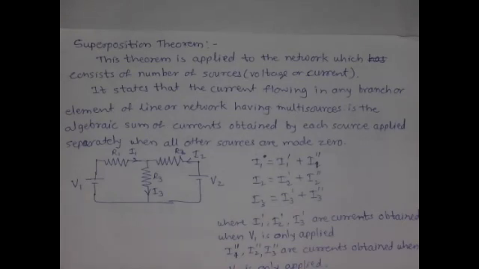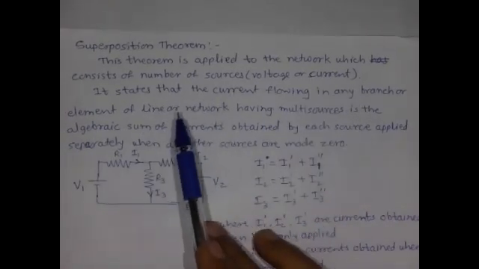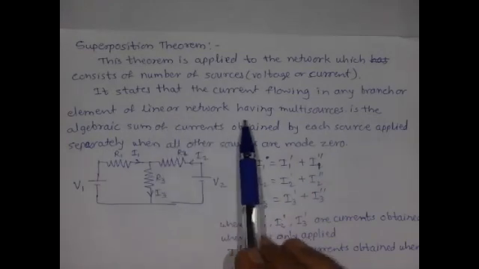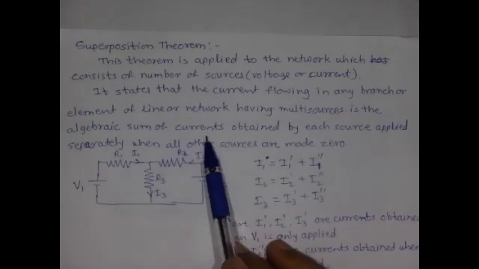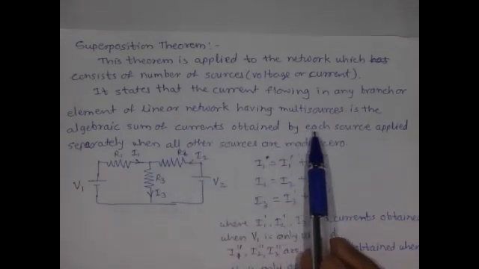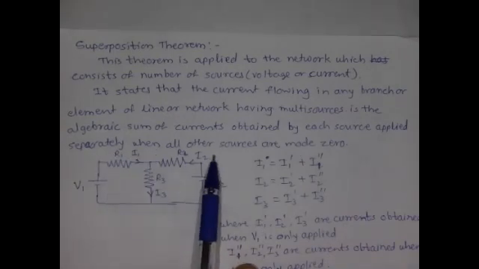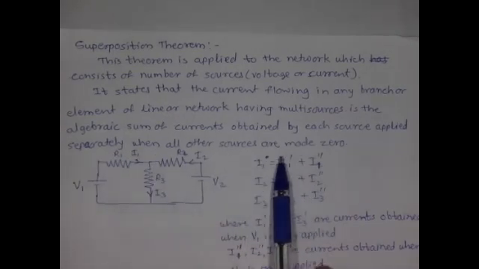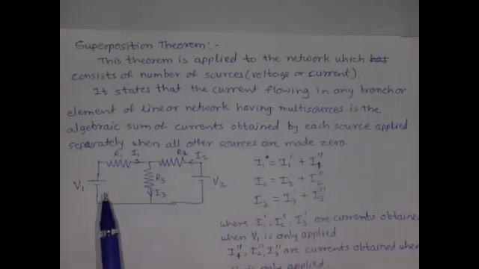of this superposition theorem. Now it states that the current flowing in a branch or element of a linear network having multi-sources is the algebraic sum of currents obtained by each source applied separately when all other sources are made zero. Now the meaning of this statement is that here in this circuit there are two sources.